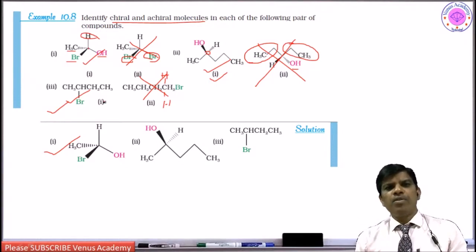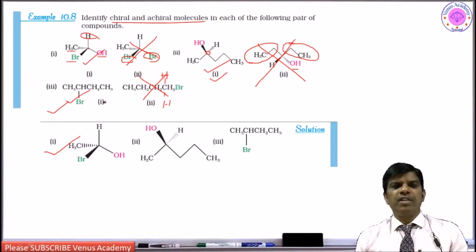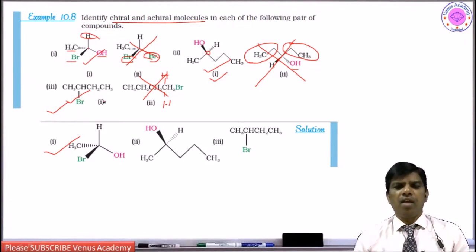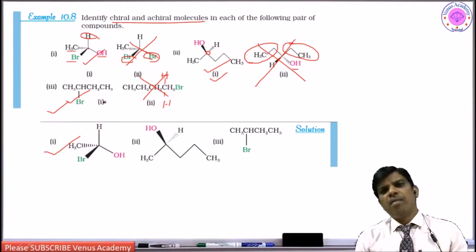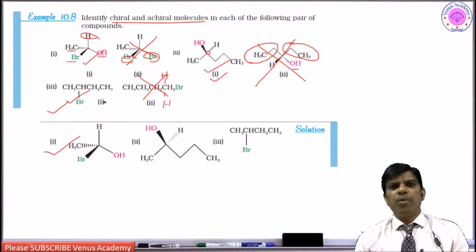So chiral compounds are the compounds which are substituted with 4 different groups or atoms, and the chiral compounds are the compounds which have the capacity to rotate plane polarized light.